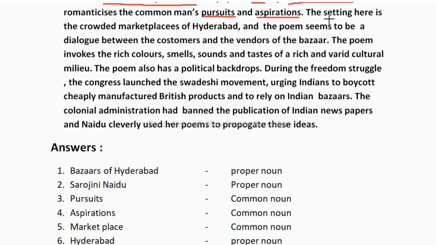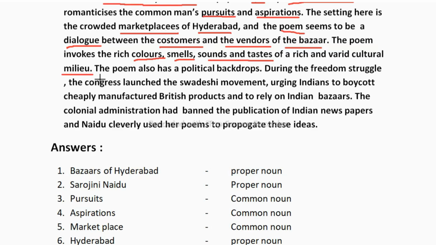Now let us read the second sentence. The setting here is the crowded marketplace. Marketplace is also a noun, of Hyderabad, and the poem, which is also a noun, seems to be a dialogue. Dialogue is also a noun, between the customers and the vendors. Here customers is also a noun and the vendors of the bazaar. Here again the bazaar. So the poem invokes the rich colors. Colors is also a noun. Smells, sounds and tastes of a rich and varied cultural milieu. Milieu is also a noun.